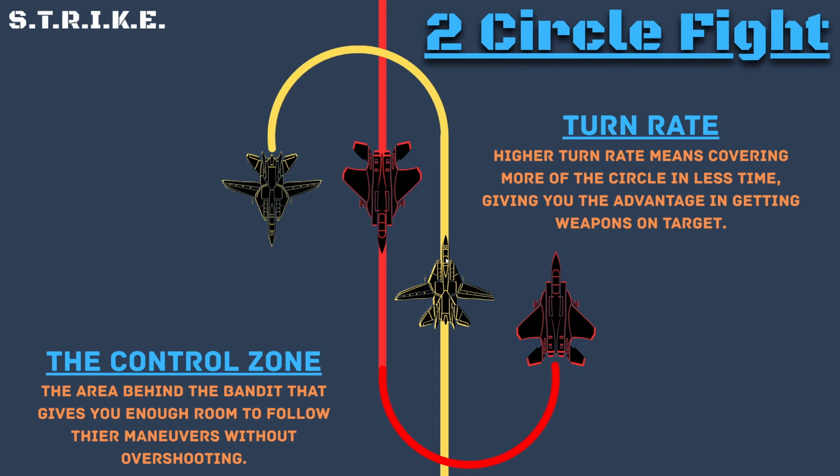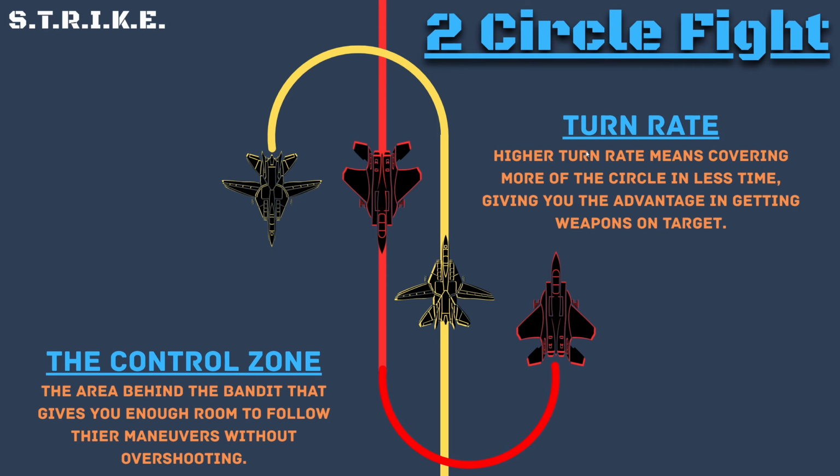Now the pilot with the better sustained turn rate gains angles faster and reaches the bandit's control zone first, creating a firing opportunity. Your control zone is the area behind the bandit that gives you enough room to follow their maneuvers without overshooting. And it's up to you to be able to stay in that control zone and up to their defensive flying to get you out of that control zone.